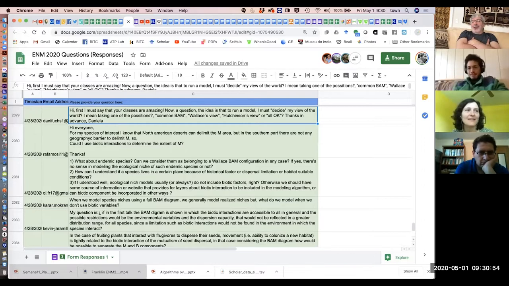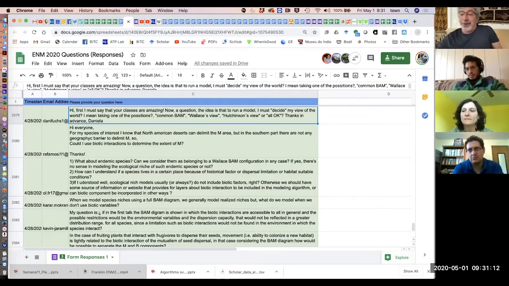So I don't know that you have to decide about your BAM configuration. But if your BAM configuration is likely to be Wallace's dream or all okay, we have a fair amount of empirical evidence that suggests that you're not going to get very good models out of it.